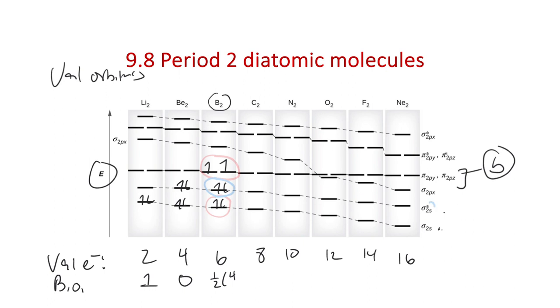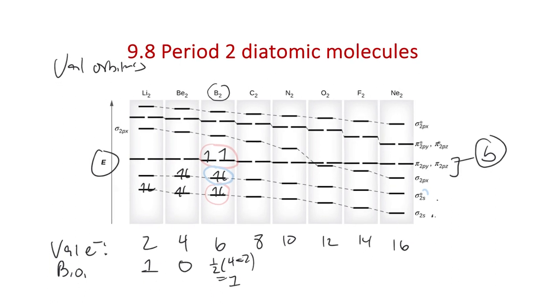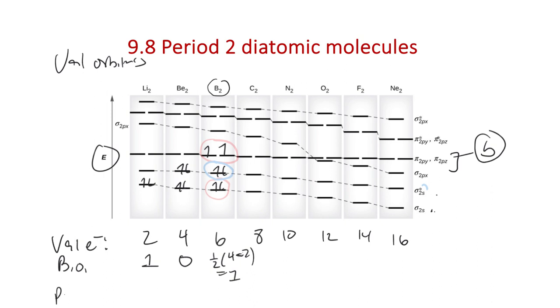And so 4 minus 2 would be equal to 1. So B2 would be best described as having a single bond. And then if we're thinking para versus diamagnetic, for Li2, all the electrons are spin paired, it's diamagnetic. Be2 is diamagnetic. But do you see how B2, diboron, would have 2 unpaired electrons? It would be paramagnetic.